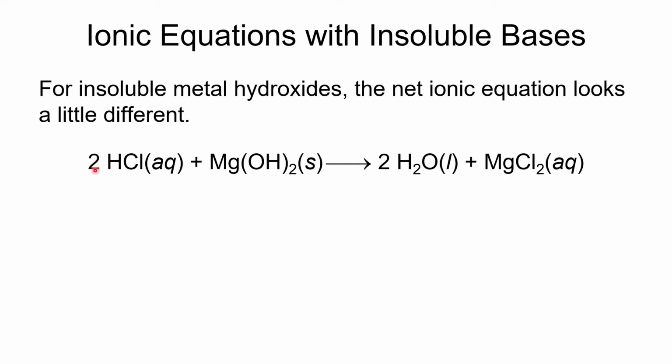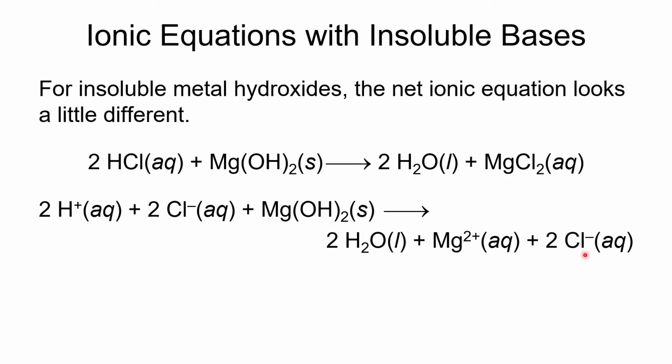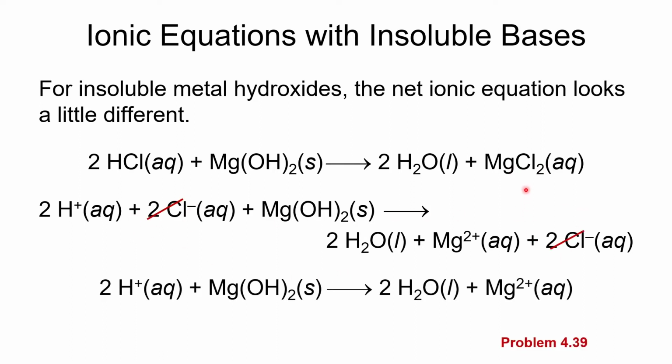We do need to pay attention to that coefficient, and we also need to pay attention to this 2 here. So when we dissociate the HCl, we'll get 2 hydrogen ions and 2 chloride ions. Magnesium hydroxide will stay the same. Water will also stay the same, but then we'll get a magnesium ion and 2 chloride ions. To get our net ionic equation, we're going to cancel out our spectators here, and our spectators are chloride, and that will give us that as a net ionic equation.